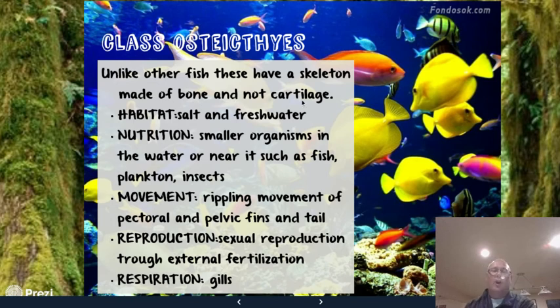Okay, the skeleton of a bony fish has been filled in with bone cells and very little cartilage. We know they can live in salt and freshwater, feeding off of small organisms. These guys are predators. They have to eat other organisms. We know they swim through the water, and again, these guys are going to reproduce through external fertilization.